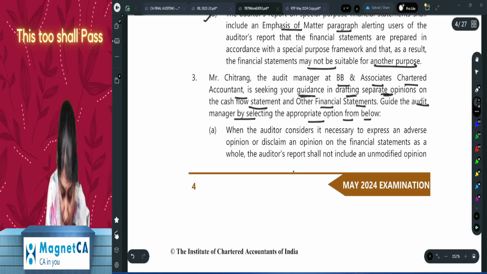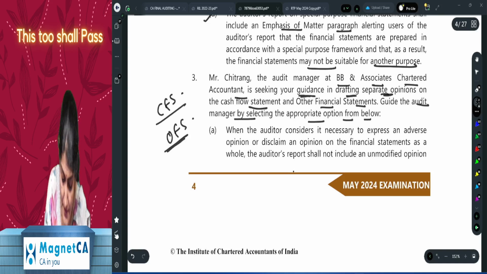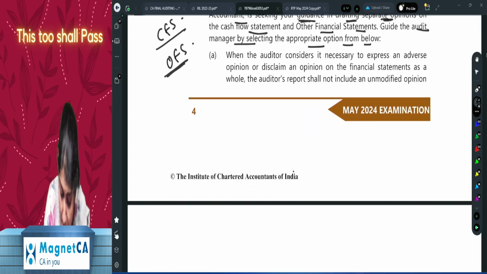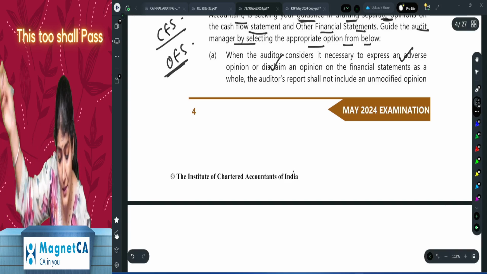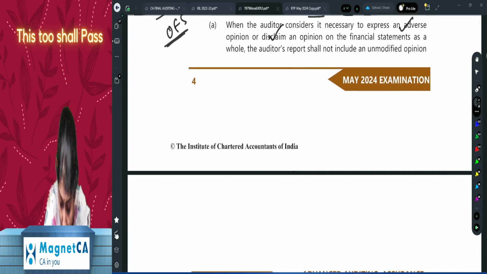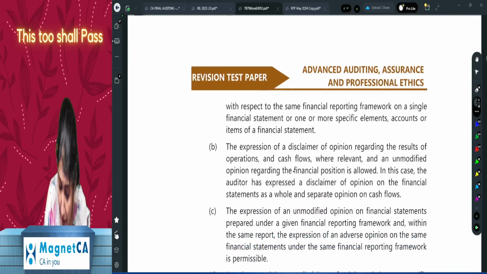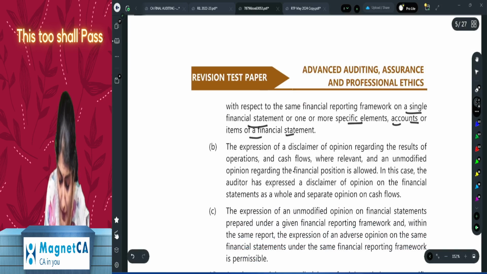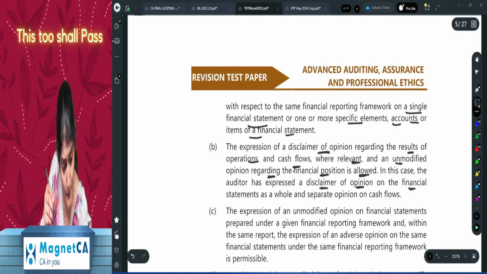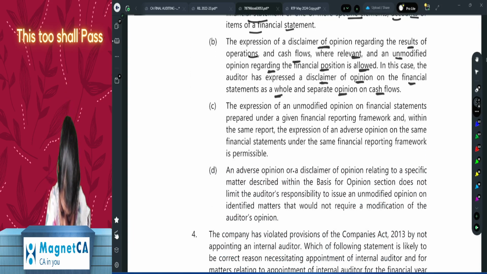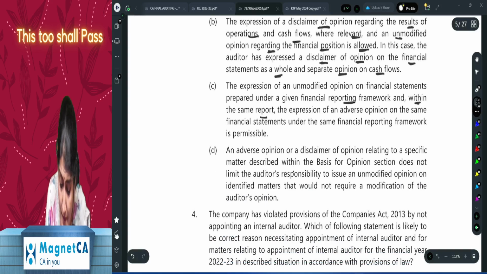So now what does it say? Separate opinion for the cash flow and the other financial statements. When the auditor considers it necessary to express an adverse or disclaimer on the financial statements as a whole, the auditor's report shall not include an unmodified opinion with respect to the same framework on a single financial statement, specific element, account, or item. The expression of a disclaimer of opinion regarding the results of operations and cash flows when relevant, and an unmodified opinion regarding the financial position is allowed. In this case, the auditor has given a disclaimer of opinion on the financial statements as a whole and a separate opinion on the cash flows. And then, the expression of an unmodified opinion on financial statements prepared under a framework and, within the same report, an adverse opinion on the same financial statements is permissible?